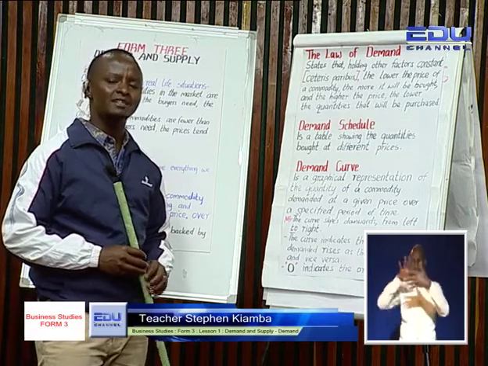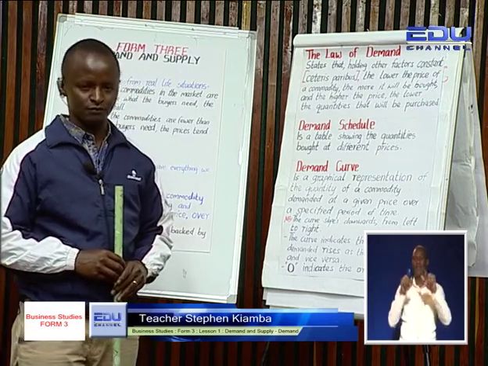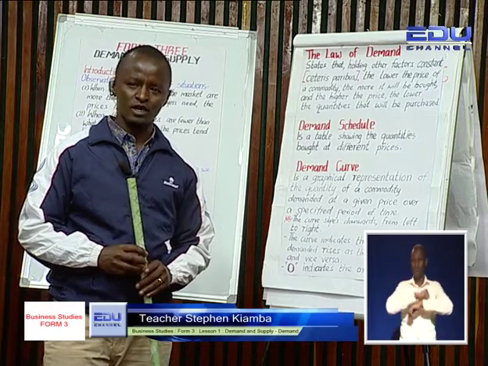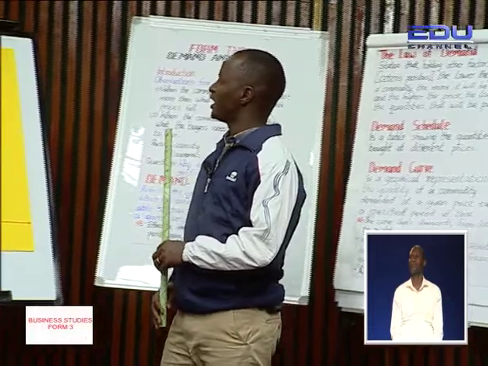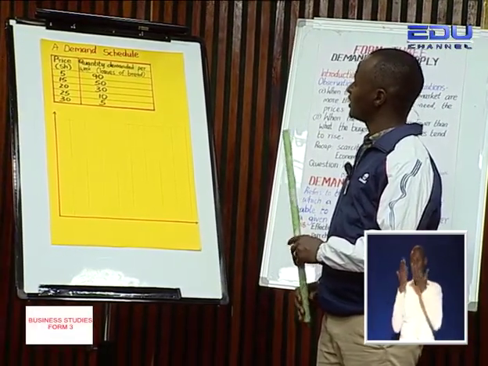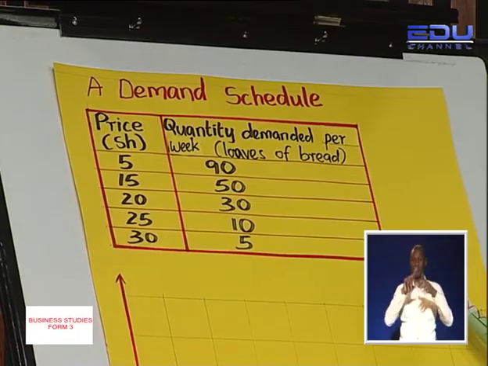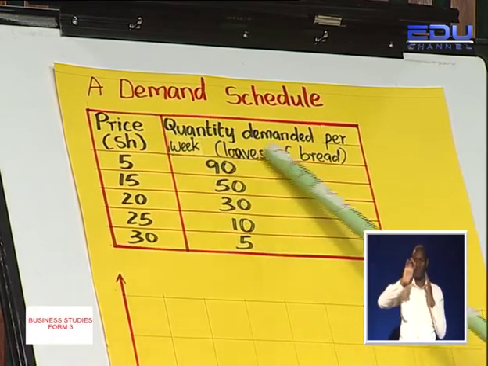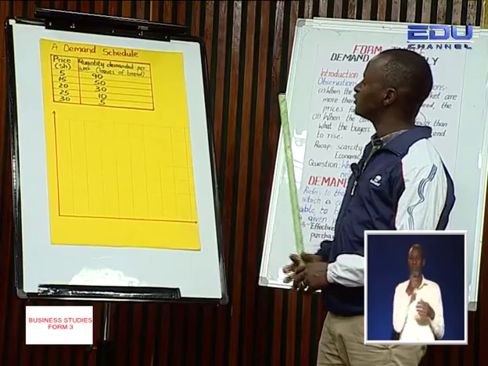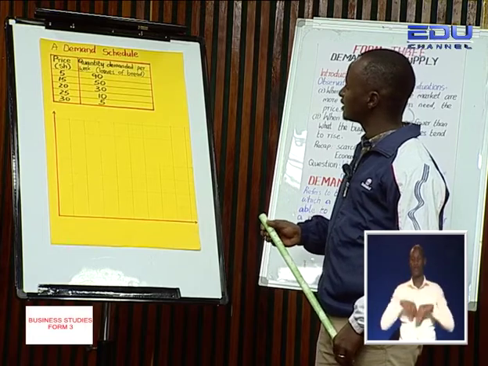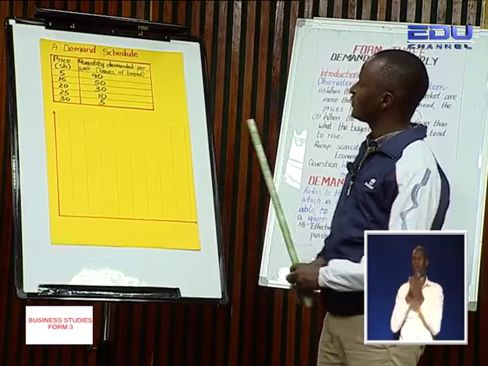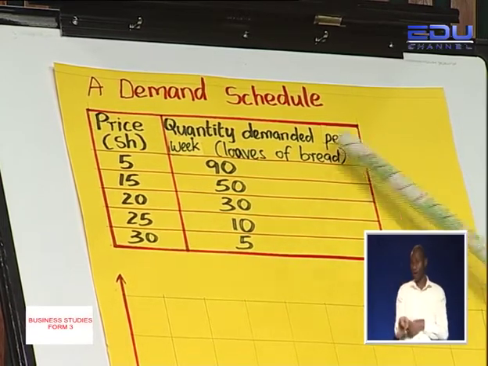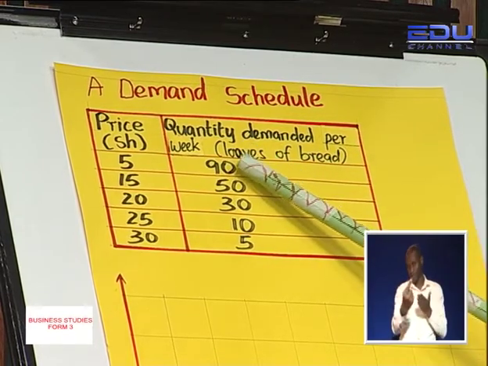I want us to look at an example of a demand schedule for the consumption of bread in a given school per week. Our demand schedule is given here. We have said a demand schedule is a table, and it gives us two variables, that is price and quantity demanded. Now, this is a demand schedule for the consumption of bread in a particular school per week. The first column gives us the price in shillings. The second column gives us the quantity demanded per week for the consumption of loaves of bread.